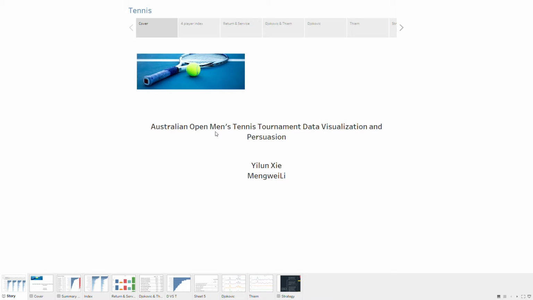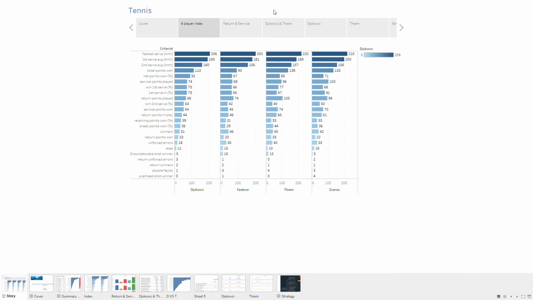Today we're going to present Australian Open Men's Tennis Tournament Data Visualization and Persuasion. According to historical records of the men's semi-final results, we predict the men's final winner will most likely be Djokovic. Also, we're going to provide the strategies for this prediction at the end of the presentation.